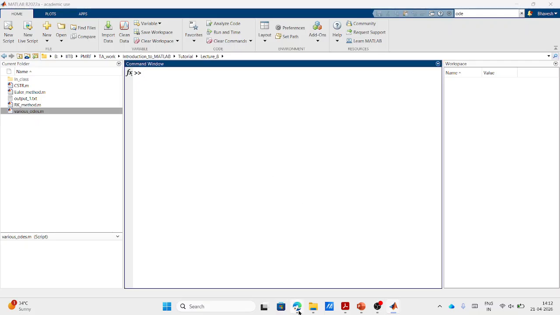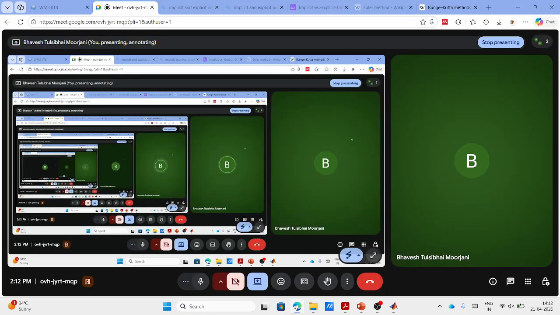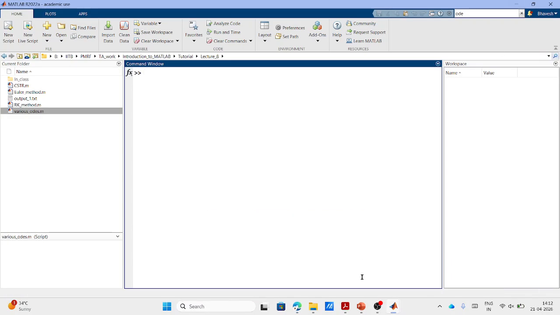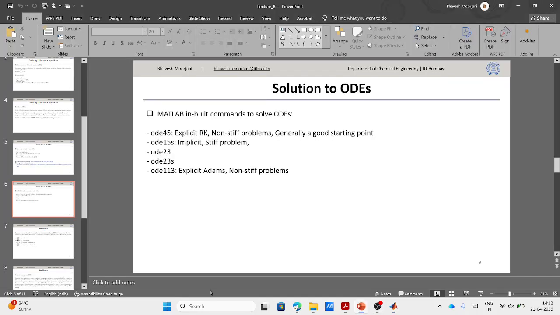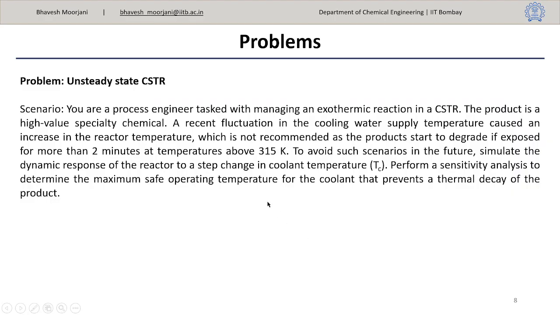So with this logic in mind, now that we know how to solve ordinary differential equations through the inbuilt MATLAB commands, let's look at a chemical engineering problem which involves ordinary differential equations and how we can solve it. We have an example of an unsteady state CSTR. In the previous class, we had seen the steady state reactor where the differential component was zero, right? So dC/dt we had considered zero.